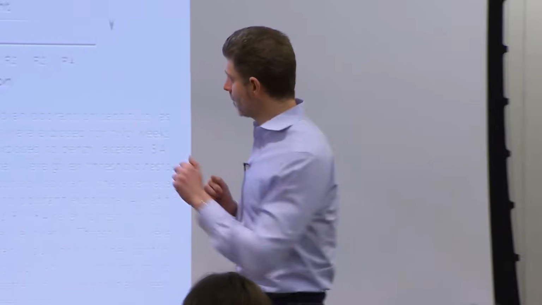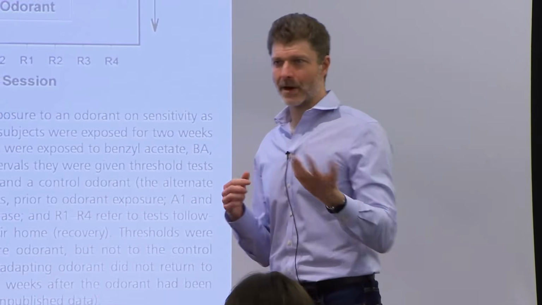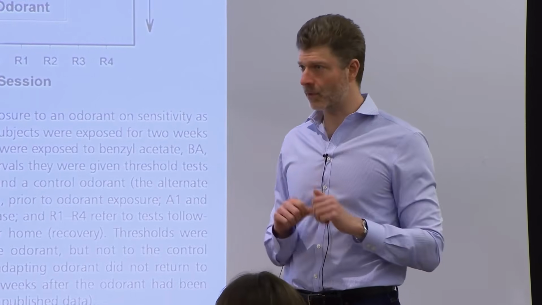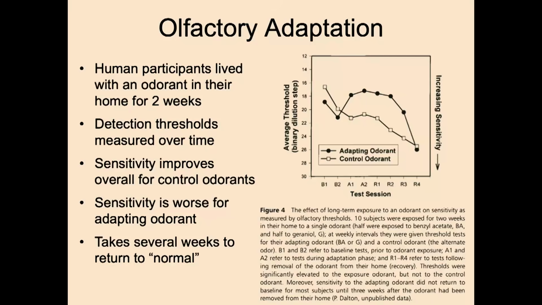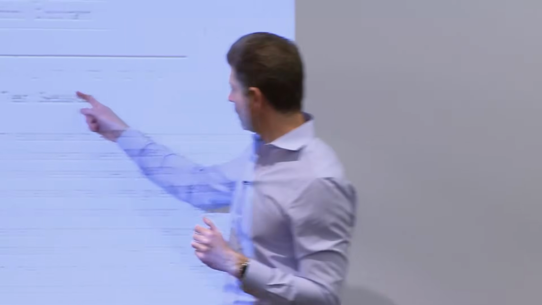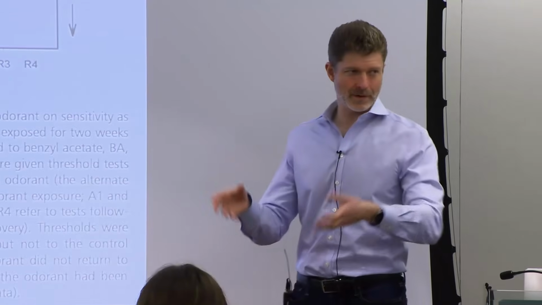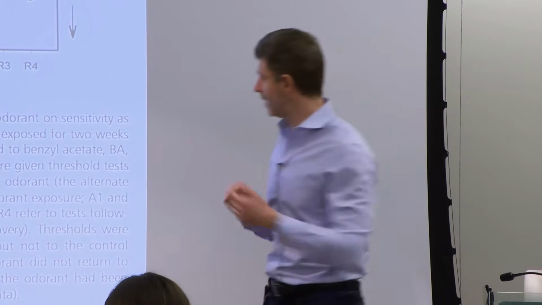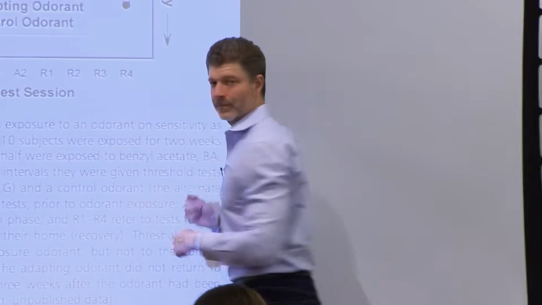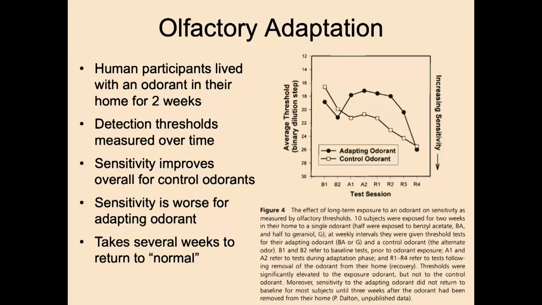The B1 and B2 are baseline measurements. That's just when they brought them into the lab before they sent them home with the scent. Then A1 and A2 are during the adaptation period, while the odor was in their home for those 2 weeks. And then R1 through R4 is the recovery period. That's when the odor was removed from the home, and they continued to test them, I think, once a week. So what does this show?